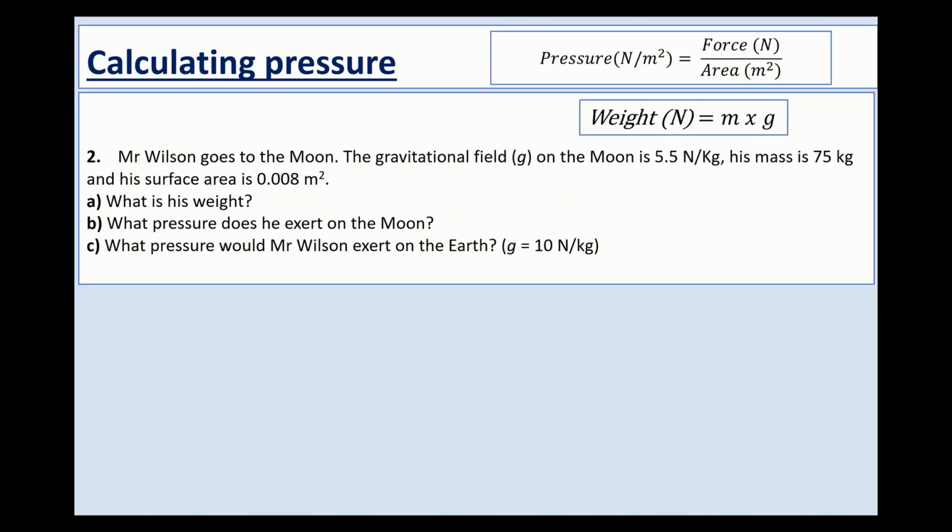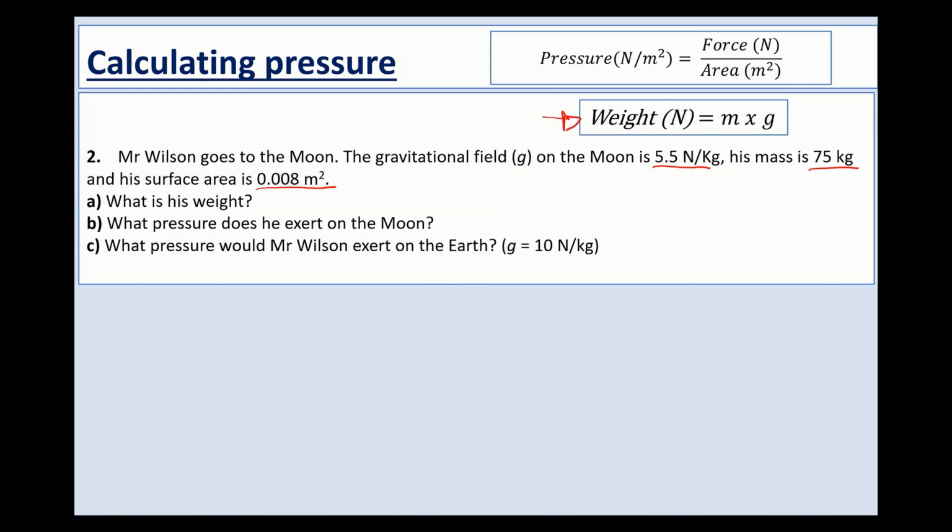This next question is a bit trickier because we have to use 2 equations, but it's still easy because we have done the equation before in a previous topic. So Mr. Wilson gets onto the moon. The gravitational field G on the moon is 5.5 newtons per kilogram, and his mass is 75 kilograms, and his surface area is 0.008 meters squared. So question A is asking us, what is his weight?